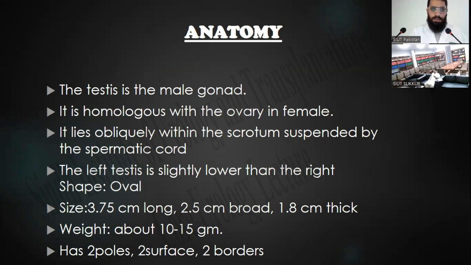Anatomy of the testes. The testis is the male gonad. It is homologous with the ovary in female. It lies obliquely within the scrotum, suspended by the spermatic cord. The left testis is slightly lower than the right one. It measures about 3.7 by 2.5 by 1.8 centimeters and weighs about 10 to 15 grams. It has two poles, superior and inferior, two surfaces, anterior and posterior, and two borders, medial and lateral.